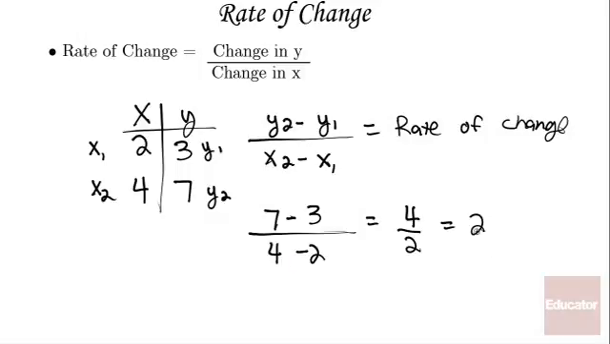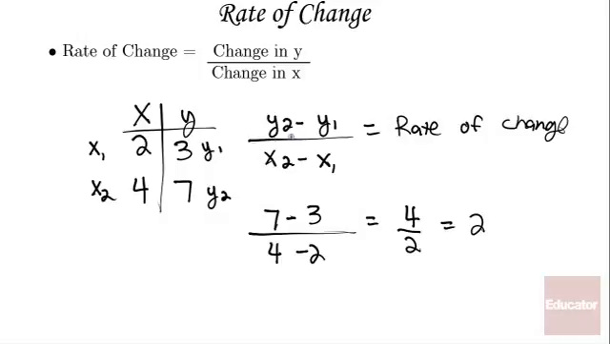I could have actually done it the other way. I could have said y1 minus y2 over x1 minus x2. But I can't mix them up. I can't say y2 minus y1 over x1 minus x2. You have to do both the x's and y's in the same order. You have to handle the pairs in the same order.